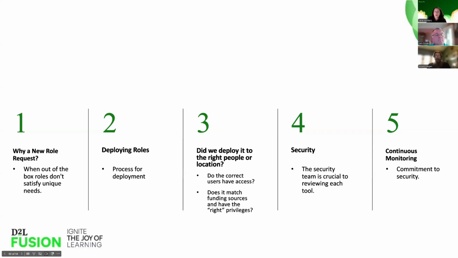Today, we're going to talk about how when out-of-the-box roles don't fit our unique needs, hence the new role request, deploying those new roles into the system, and checking to see if we deployed it to the right people or location. Did the correct users have access? And does it match the funding sources? We'll also touch on security and how it is crucial to review each tool and continuous monitoring to ensure security in the system.